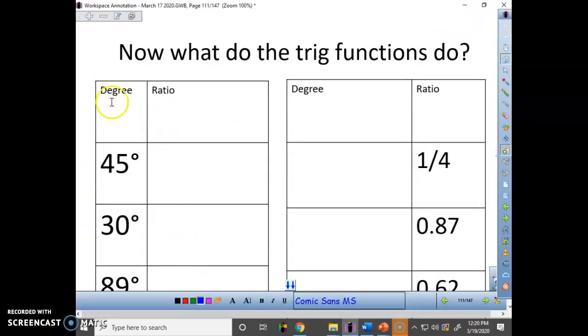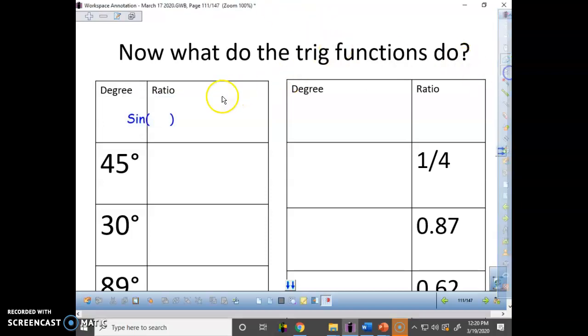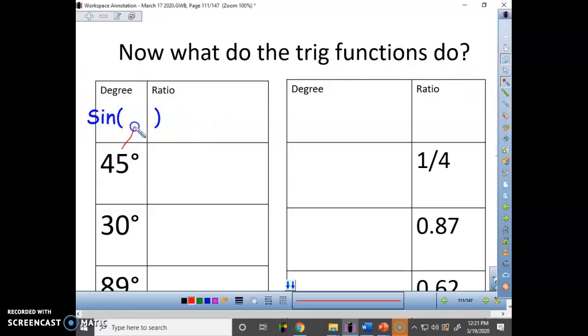You've had sine. We've used it now a few times. And sine is a function that takes degrees. Just think of it as a machine. It's a machine that takes in degrees and it spits out ratios.